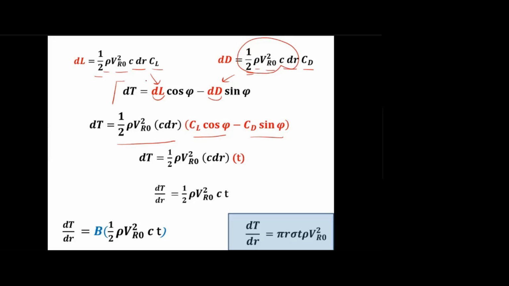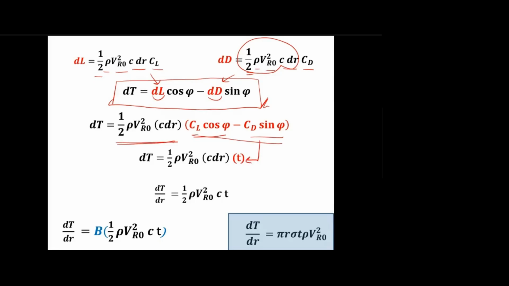Okay. So this equation we are writing from the force diagram. Substitute dl dd in the basic terms. Then take common terms of rho vr squared cdr. Remaining is cl cos phi minus cd sin phi. So instead of this big term cl cos phi minus cd sin phi, they are writing this simply as t.